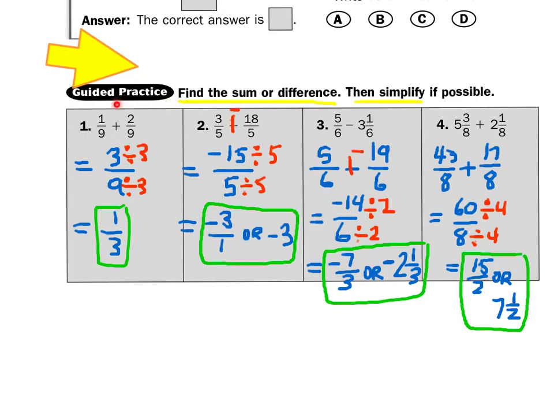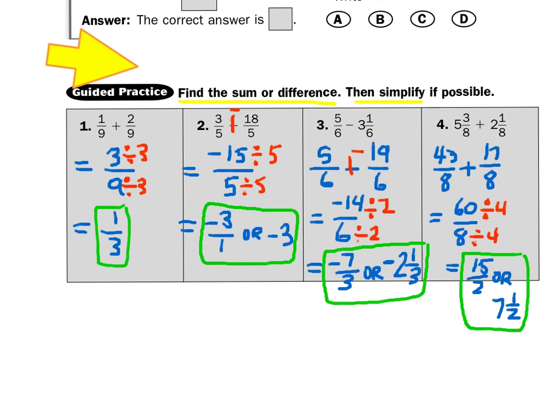Okay, let's look at the guided practice together. Find the sum or difference, and then don't forget to simplify if you can at the very end. Take a look at number 1. 1 over 9 plus 2 over 9. Well, the denominators match, so I copy the 9 on the bottom, and then I just do the 1 plus 2 is 3 on top.